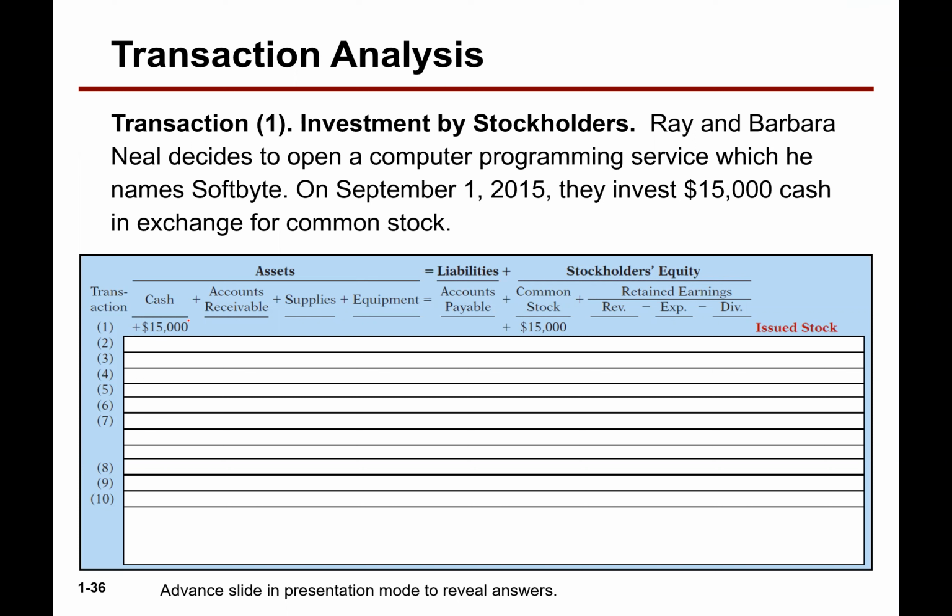Okay. Question. If they're investing 15,000 in cash, doesn't that mean, I guess I saw it as a subtraction of their actual cash because they're paying 15,000 for 15,000 in common stock? Well, Ray and Barbara Neal are human beings. Okay, let's just look at it that way, right? They are a separate legal entity from the corporation.